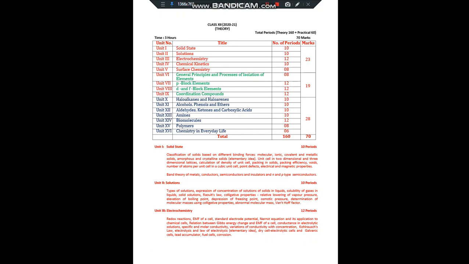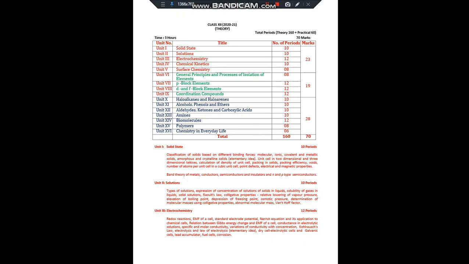So you can see the first 5 red color chapters: solid state, solutions, electrochemistry, chemical kinetics and surface chemistry. They lie under physical chemistry. Generally physical chemistry means we observe the temperature changes, the physical state and their applications at various aspects in the chemical reaction. So these 5 chapters come under the title of physical chemistry, and among them physical chemistry has a very important role.